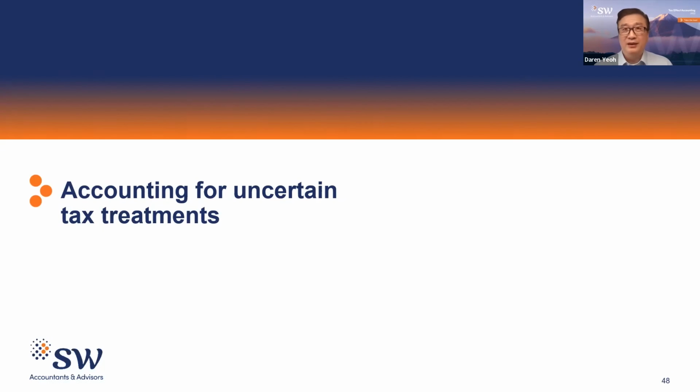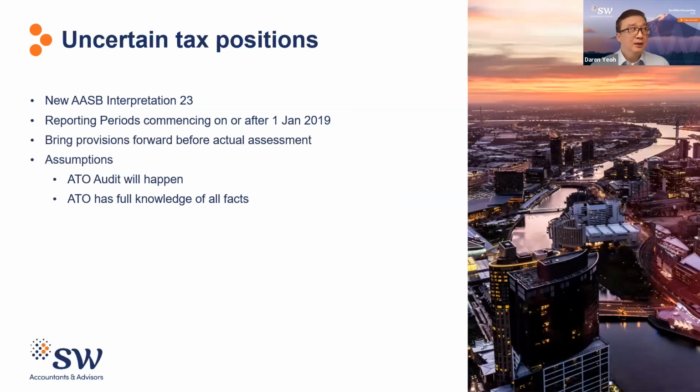Okay, finally, we'll talk about the requirement to account for uncertain tax treatments. So the relevant pronouncement is AASB Interpretation 23, which requires companies to recognize any uncertainty in tax treatments. It applies from 1 January 2019. And when you work out whether or not something is uncertain, you need to assume that the treatment will be audited by the tax office, and they know everything you know, and have all the documents which you have.